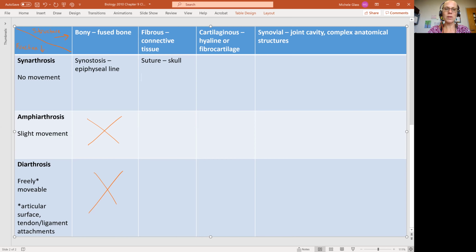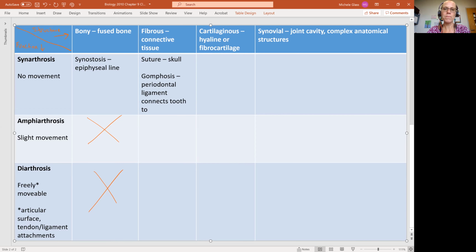Another example of a fibrous and synarthritic joint, so staying in the same box, is a gomphosis. Gomphosis is talking about the periodontal ligament that connects your tooth to the, I'm going to use the term jaw here. Jaw would be either the maxilla, the upper jaw, or the lower jaw, the mandible. And just to be clear, let me go ahead and underline our different types of joints that we've listed so far inside of our table.